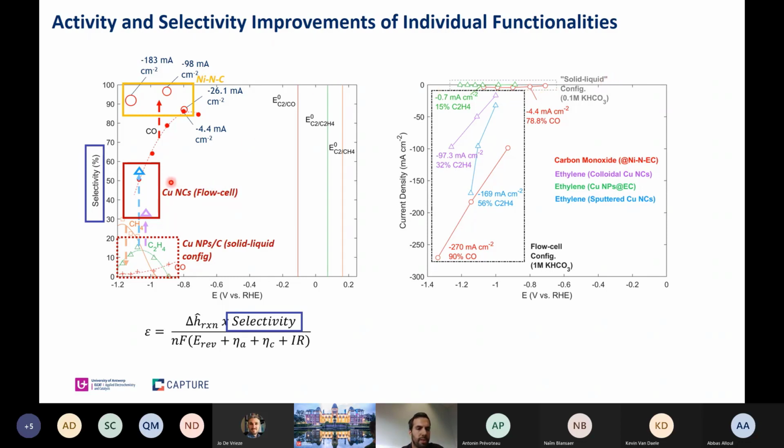And also using a different synthesis method for copper nanocrystals, we were able to increase the selectivity to higher than 30% to ethylene. And using the sputtered one we made via physical deposition method, we were able to increase the selectivity to up to 55% and at high current densities. And this indicated the importance of the catalyst layer properties, for example, the hydrophobicity of the reaction interface between gas and liquid.